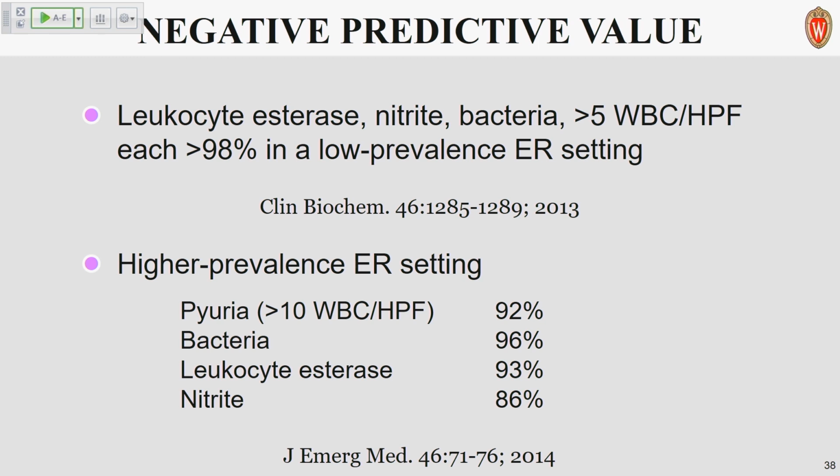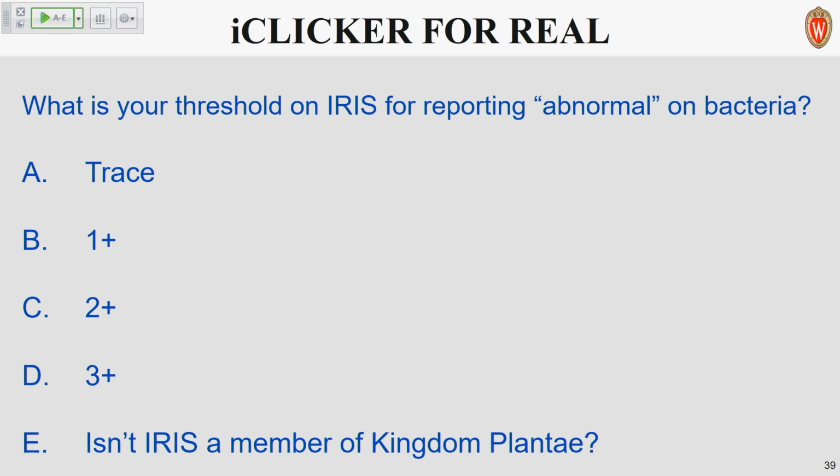I've seen that before. In a higher prevalence setting, you're seeing data in the 90%. And again, these are all negative values for bacteria, leukocyte esterase, nitrite, and less than 10 white cells. And those are 90% predictive for having an insignificant culture finding. All right, I'm done for now.